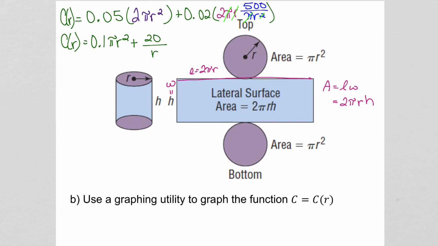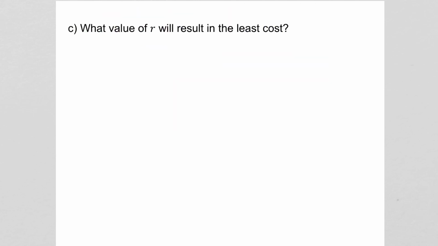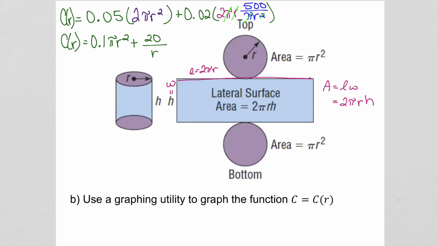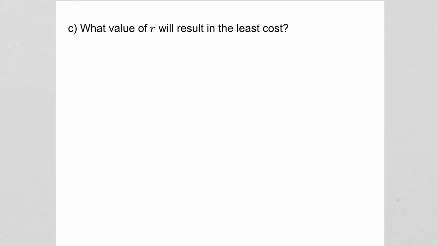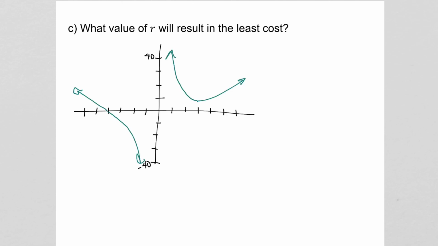B says use a graphing utility to graph it. Okay. Oh no, I didn't graph it. Okay. Well, it's on your notes. Let's see how quickly I can sketch this. I'll pause it while I do it. Okay, so the graph on your graphing utility should look something like that.